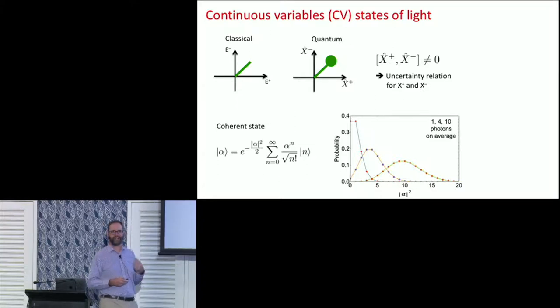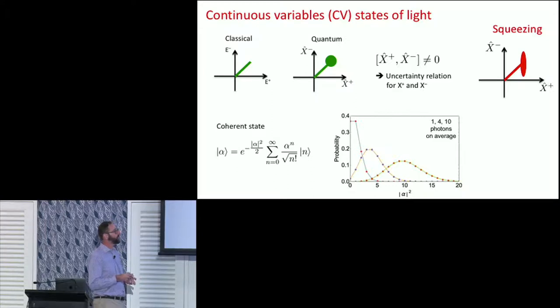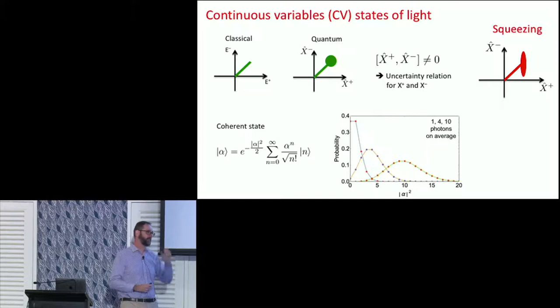And the key thing about that is because in the uncertainty relation, we can trade off the uncertainty in p and x. Similarly here, we can trade off these uncertainties, and we can squeeze one of them or reduce the uncertainty at the expense of the other one. And it turns out that this is a powerful resource for optical quantum information science.